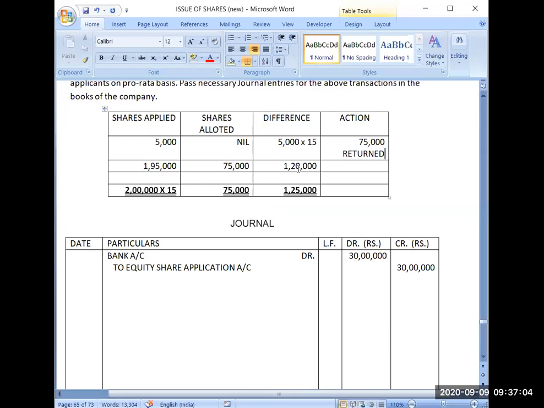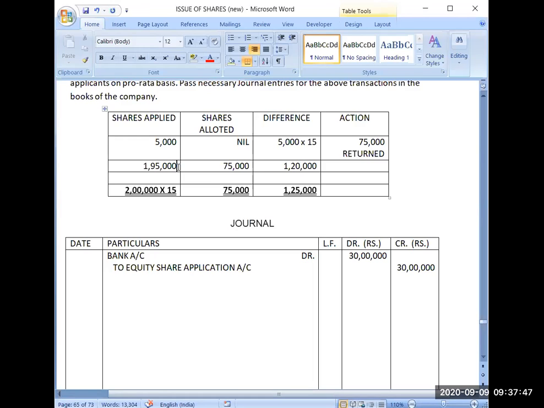Okay, now coming to the next point. And now listen to it carefully. I have received applications for 1,95,000 shares, but I have given them only 75,000 shares. So have they paid me 15 rupees per share for this 75,000 only, or on all the applications for 1,95,000 shares? I am repeating my question. Have they paid me 15 rupees per share for 1,95,000 shares, or for 75,000 shares?